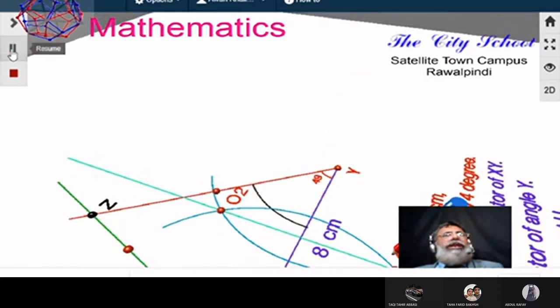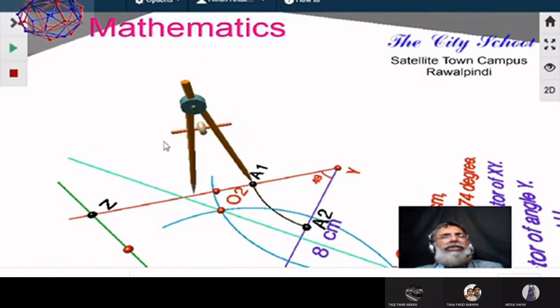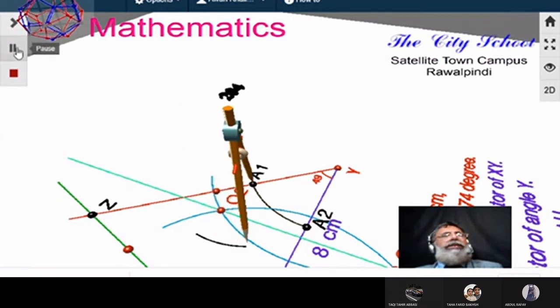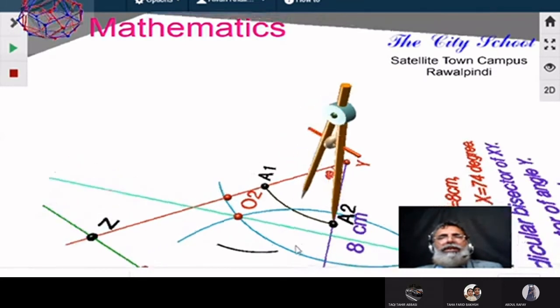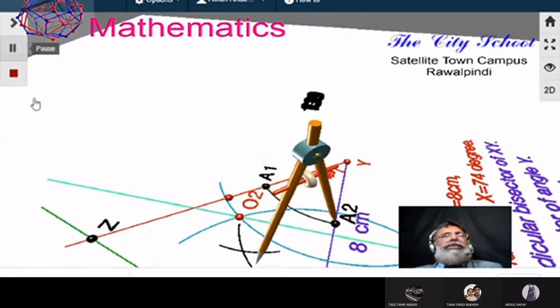Okay. Now this marked angle is touching the lines on the sides at A1 and A2. From these points we'll be marking again with the same radius an arc which is not touching that line or that arc, but is in between. Using the same radius, we'll be marking another arc which is not touching the line or the arc, but is in between, touching the previous arc at some point.